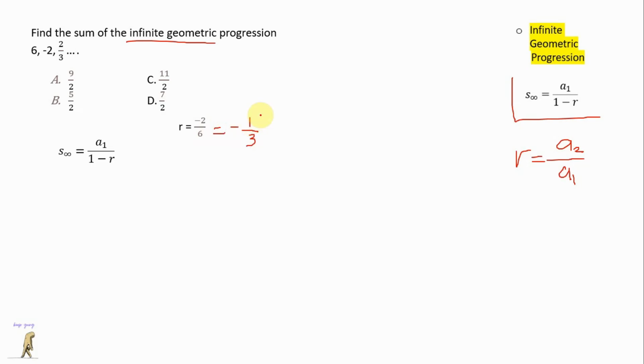So let's use this formula, the sum. We have a sub 1, which is 6. And then we just simplify it more and substitute our negative 1 over 3 as our ratio. We will get our answer, which is 9 over 2. So it is letter A.